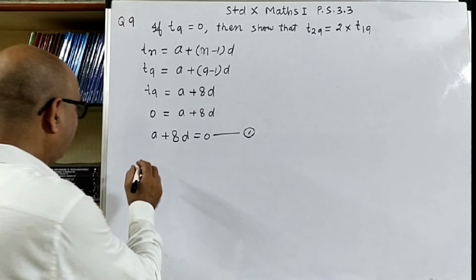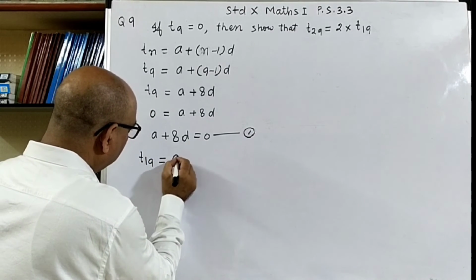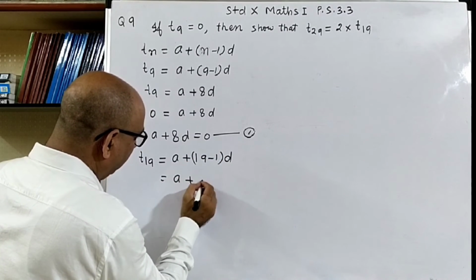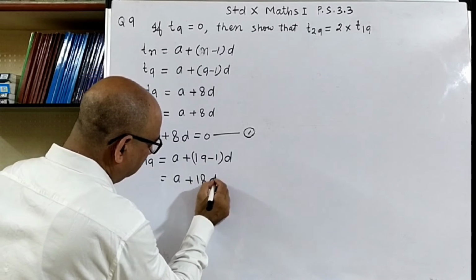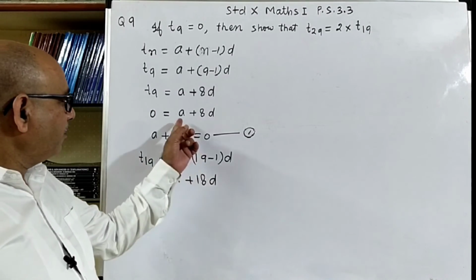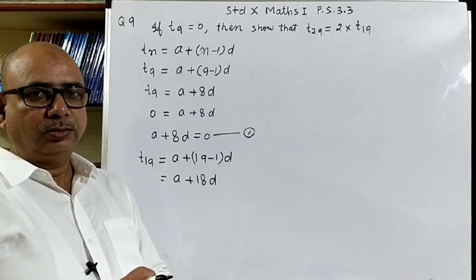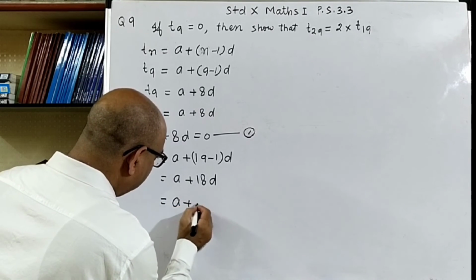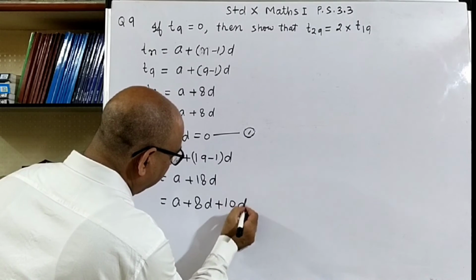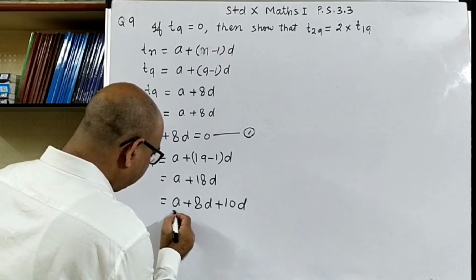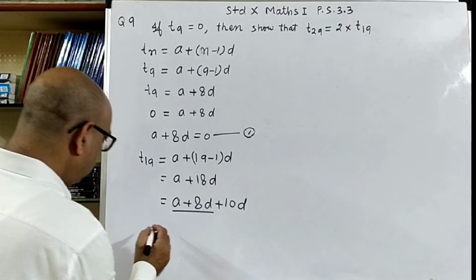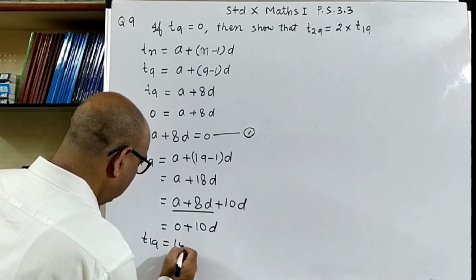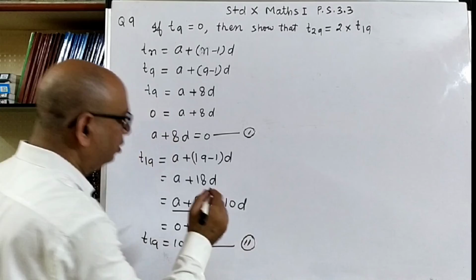Let's find out the value of T19, which is equal to a plus 19 minus 1 d, which is equal to a plus 18d. We know the value of a plus 8d is 0. Let's break 18d as 8d plus 10d. This is equal to a plus 8d plus 10d. And because a plus 8d from 1 is 0, this is equal to 0 plus 10d, or T19 is equal to 10d. Let this be the second equation.